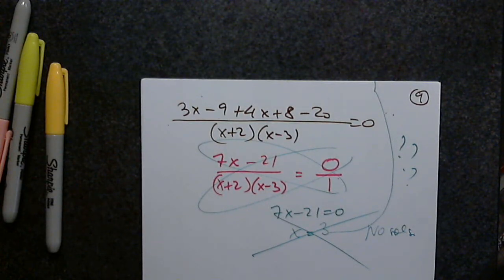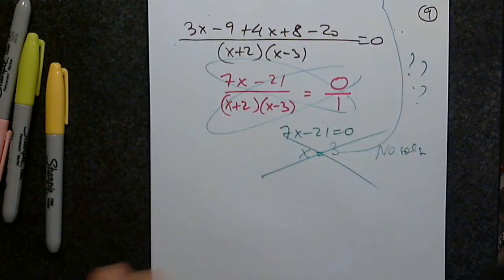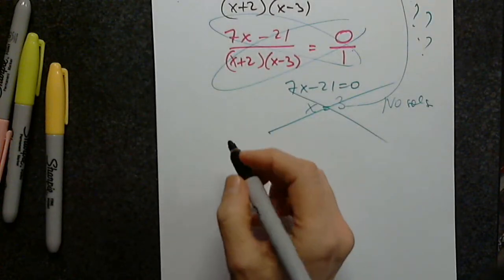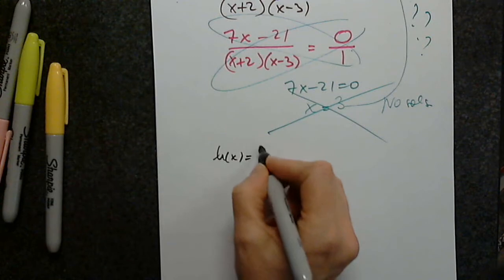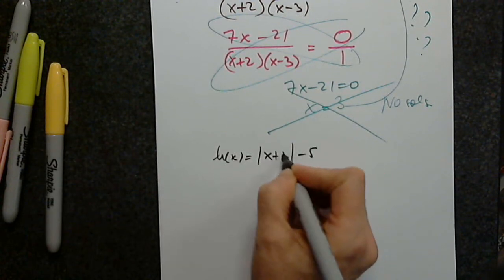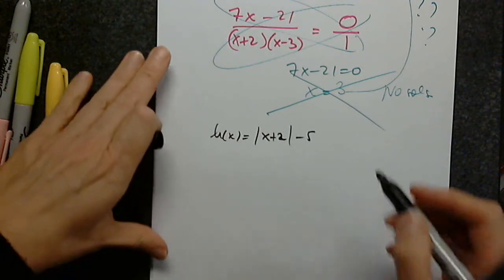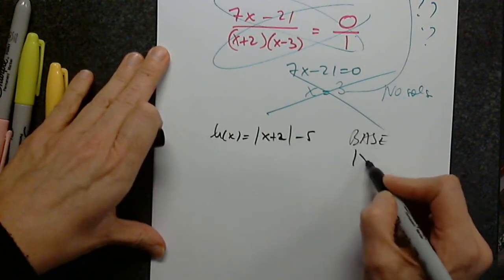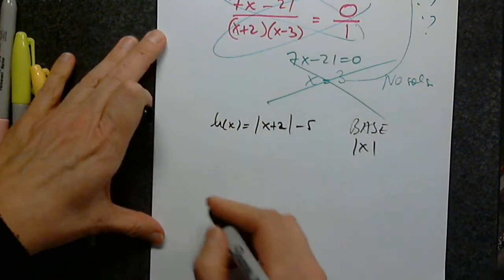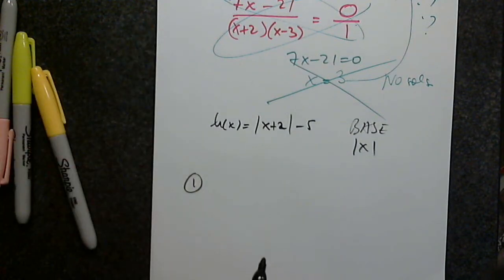Anything else? Can we do 21? Just real quick, I just wanna double check it. Okay. So we have h of x equals the absolute value of x plus 2 minus 5. What is the base function here? The absolute value. Good. What is the first transformation? So Lani, any questions?